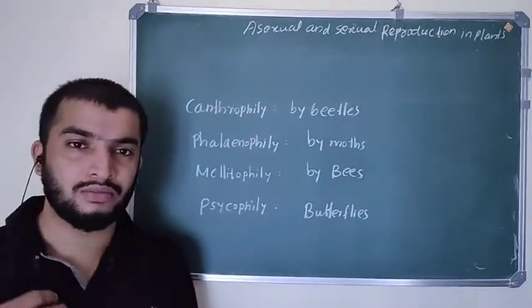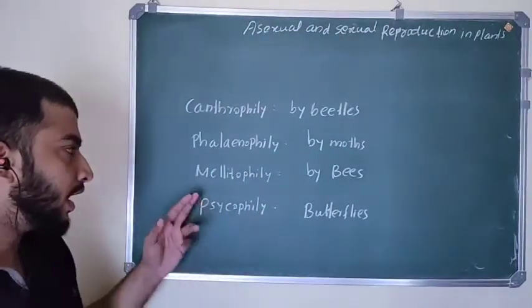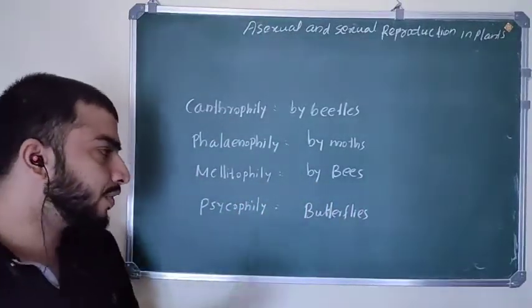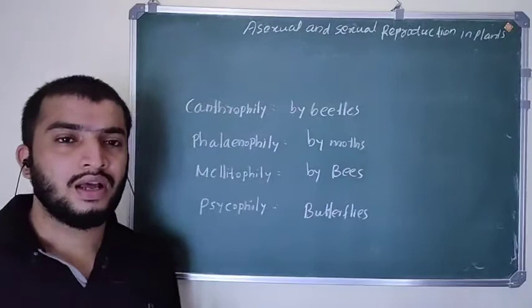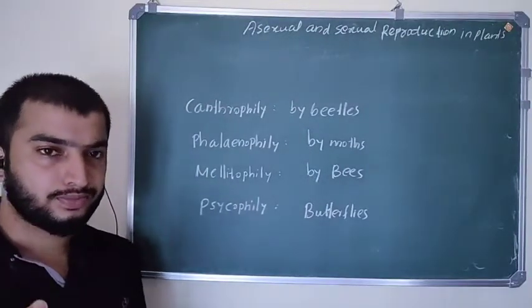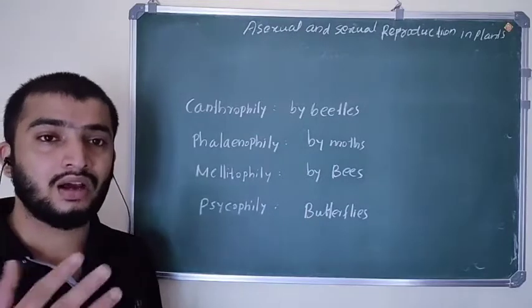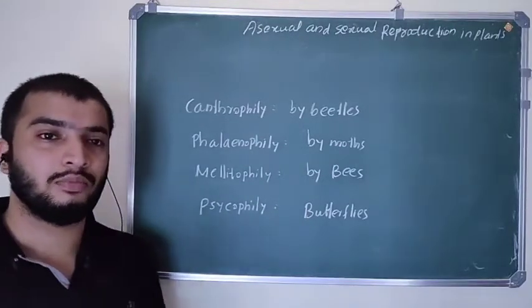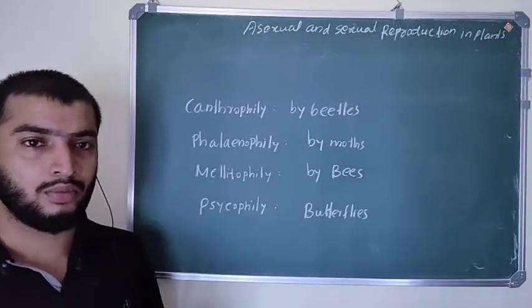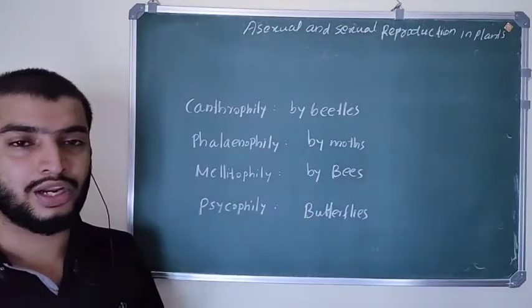phalaenophily, the pollination by the help of moths, and melittophily, pollination by bees, and psychophily, pollination by butterflies, and ornithophily, pollination by birds, and also malacophily, pollination by the help of snails. So these are different terms for different pollinations by different pollinating agents.